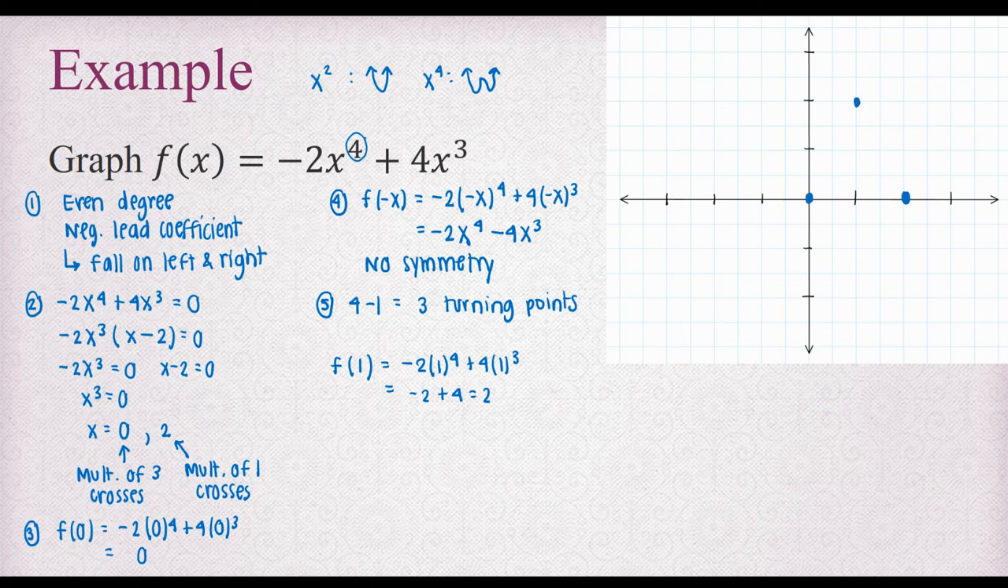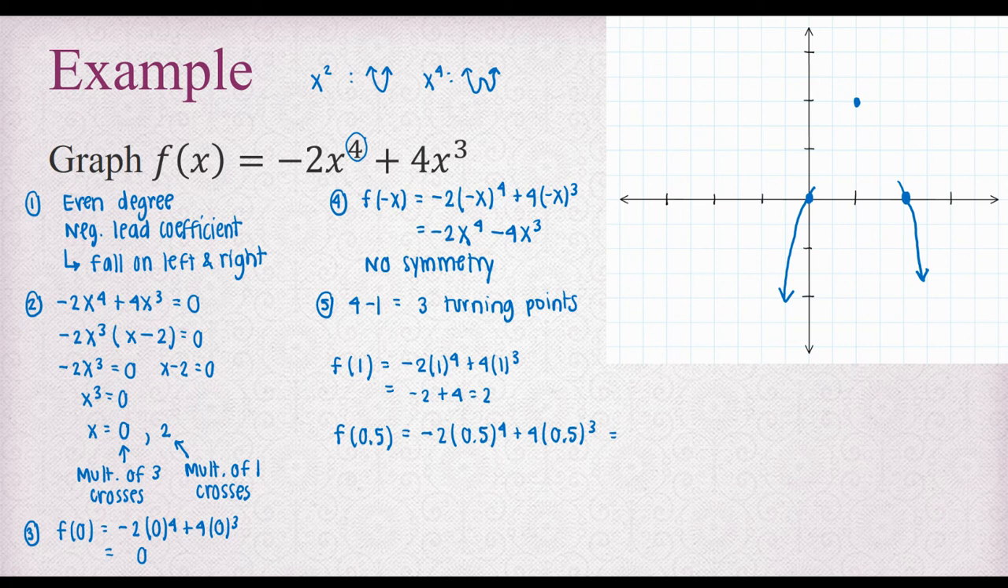And right now, like I said, I know that it's going to be going down on either side. I know it's going to cross through, and it's going to cross through, and it's going to head down. But it's got to look like a W. And right now, if I just connect the points, it's going to look like a U. So I think I'm going to do one more point. I'm going to do a half. So let's figure out negative 2 times a half to the 4th power plus 4 times a half cubed.